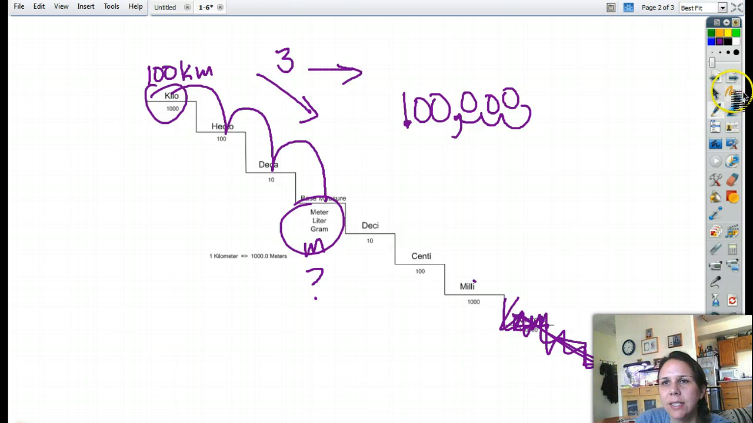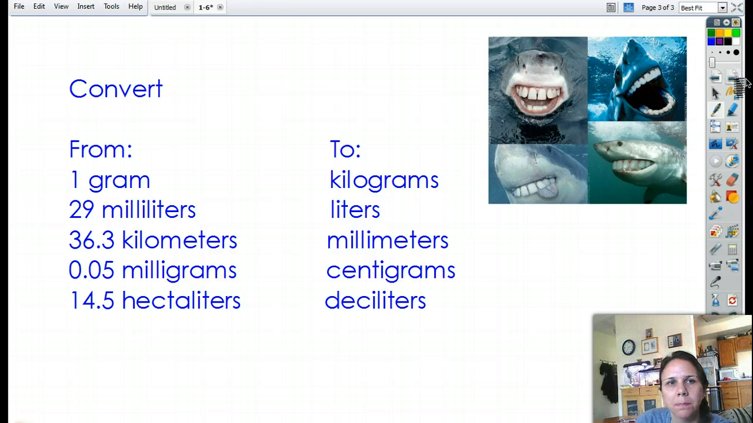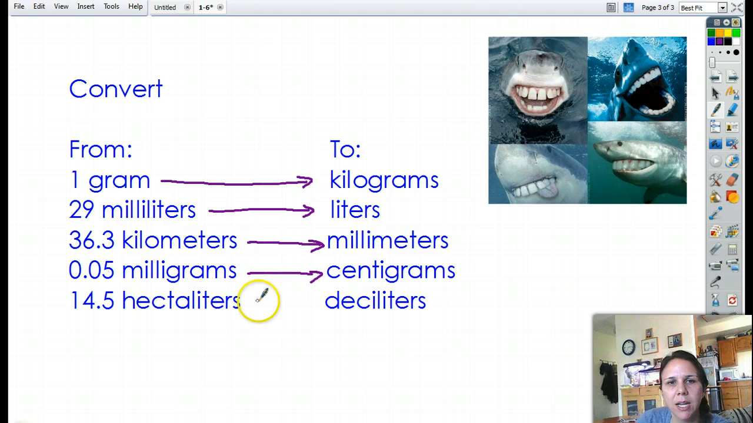All right, here we go, some practice for you. Go ahead and practice using what you just drew, the staircase on the other side, to convert 1 gram to kilograms, 29 milliliters to liters, 36.3 kilometers to millimeters, 0.05 milligrams to centigrams, and 14.5 hectoliters to deciliters. You're going to do that here right now on your own, and then tomorrow we'll go over and see how you did. Okay?